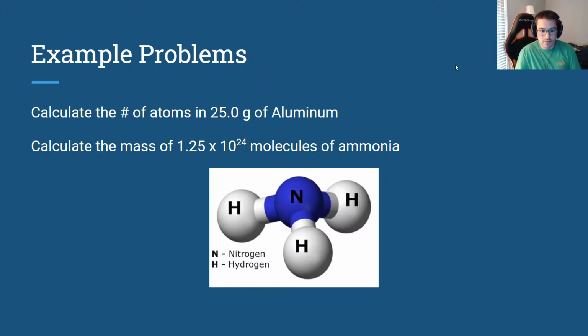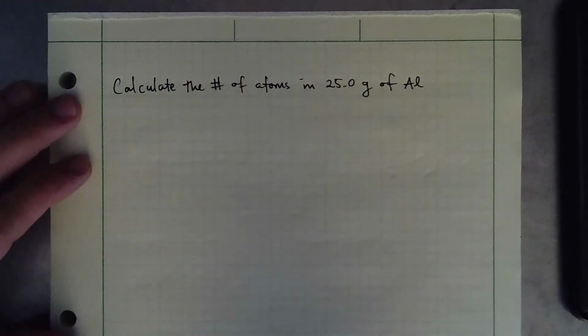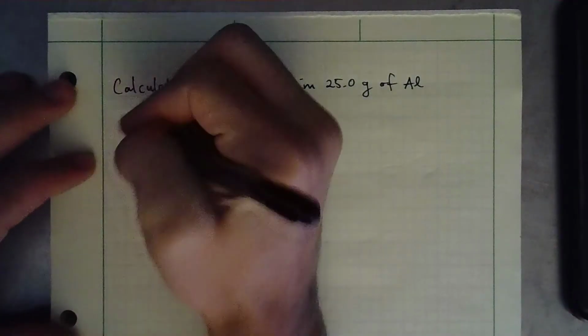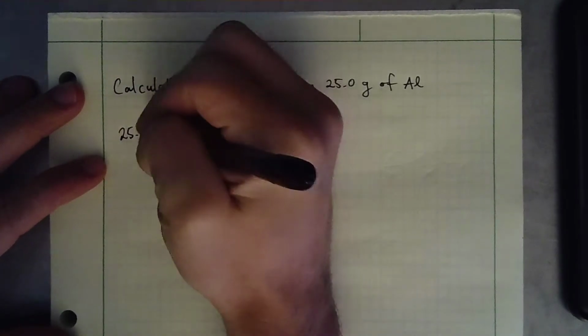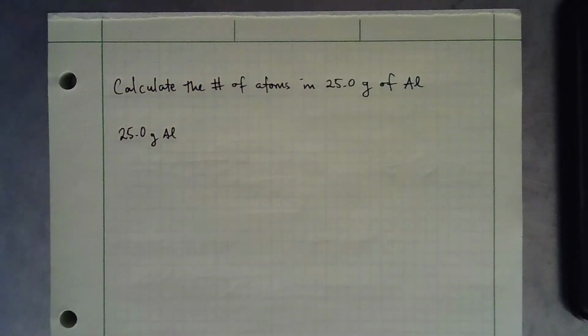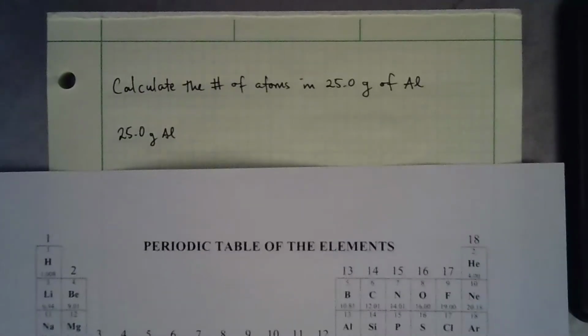Okay, it literally is the exact same thing. So let's set this problem up. Just like on the previous problems, I'm going to start with my original number, grams of aluminum, 25.0. Like I said, we're going to use the molar mass of aluminum to figure out how many moles of aluminum there is. Okay, so let me actually pull out the periodic table here.